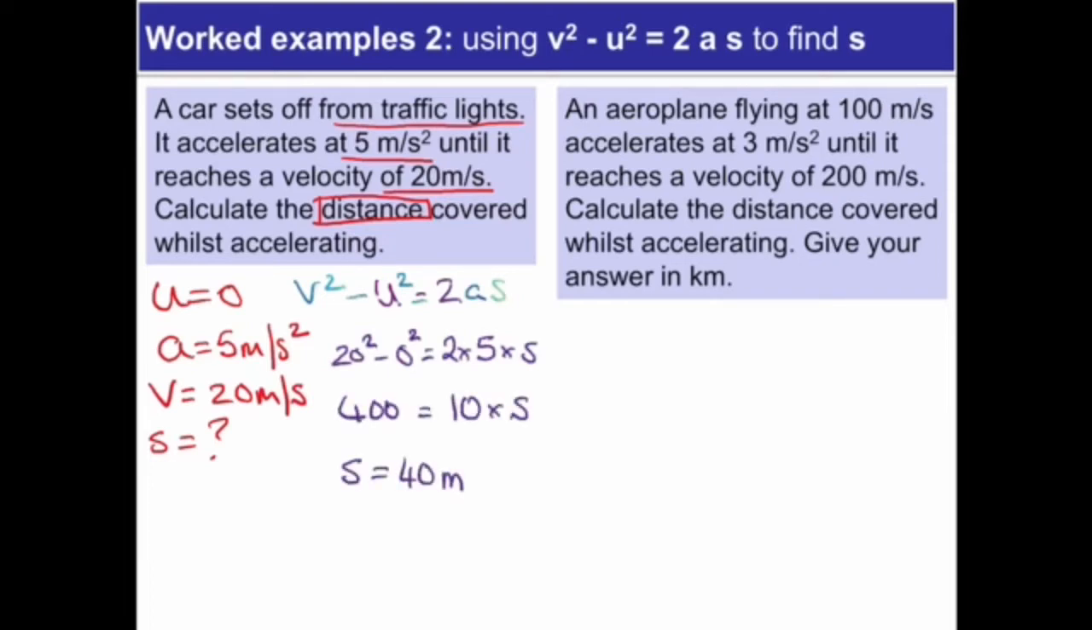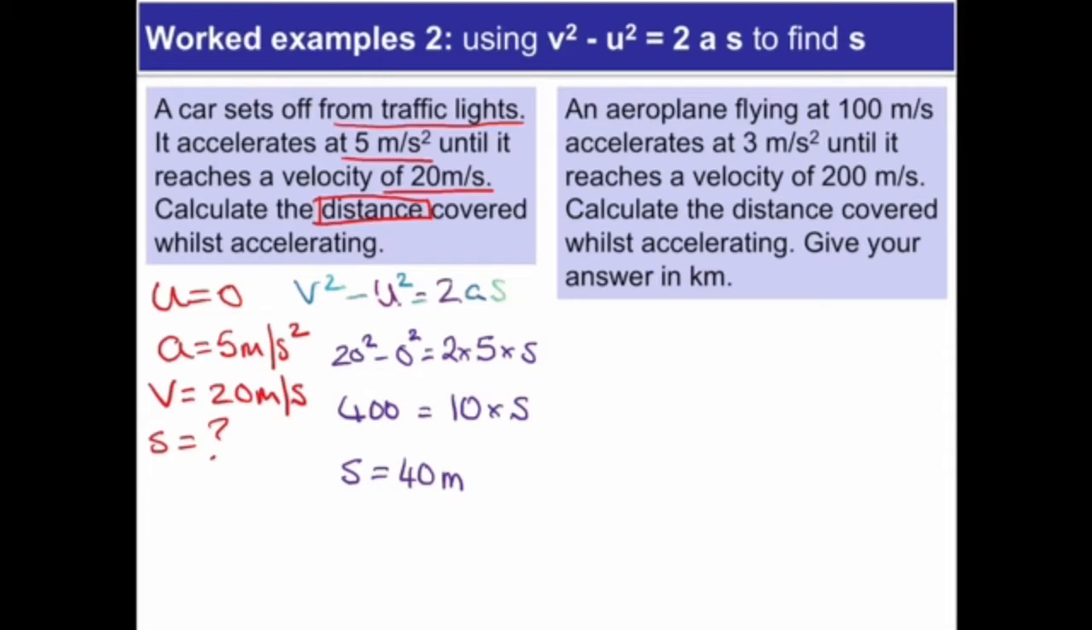So do some working out. Well, 20 squared minus 0 squared is 400. 2 times 5 is 10, so 400 equals 10 times s. So s must be 40 meters. That's probably a 3-mark question, because it's unlikely that they're going to give you a mark for knowing that distance is in meters. That's a little bit too easy for GCSE.